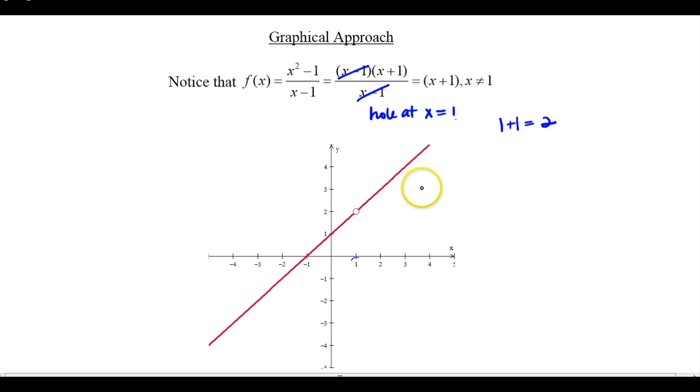So if this is my graph and I want to analyze what's going on near 1, so as I get close to 1 from both sides of 1, what's happening to the function? What am I getting closer and closer to? I'm getting closer and closer to a y value of 2. So that supports my numerical evidence that the limit as x approaches 1 of this function here is 2.